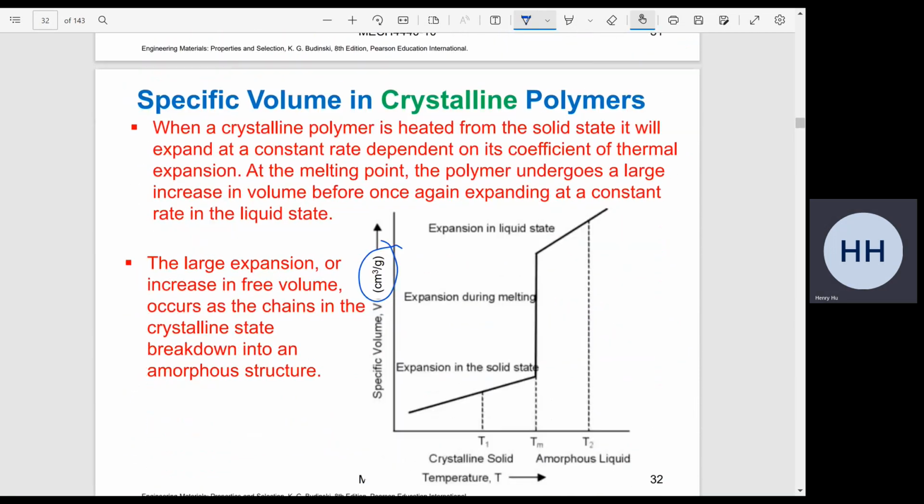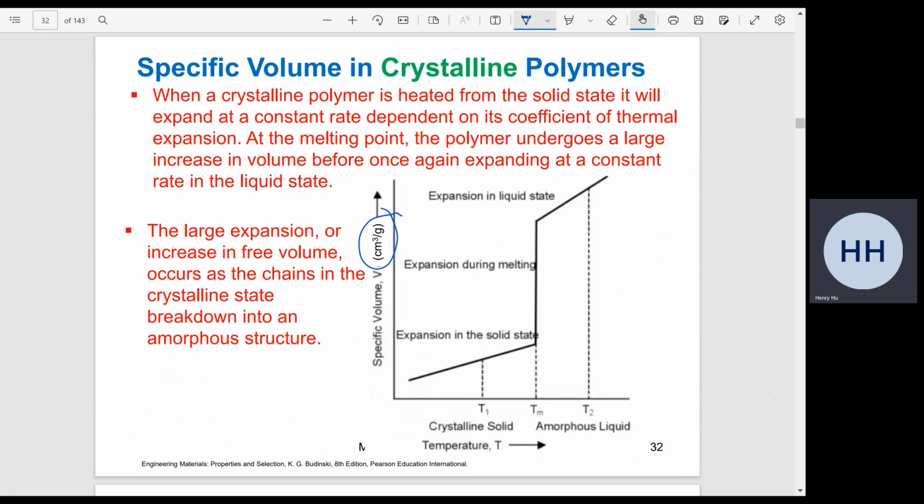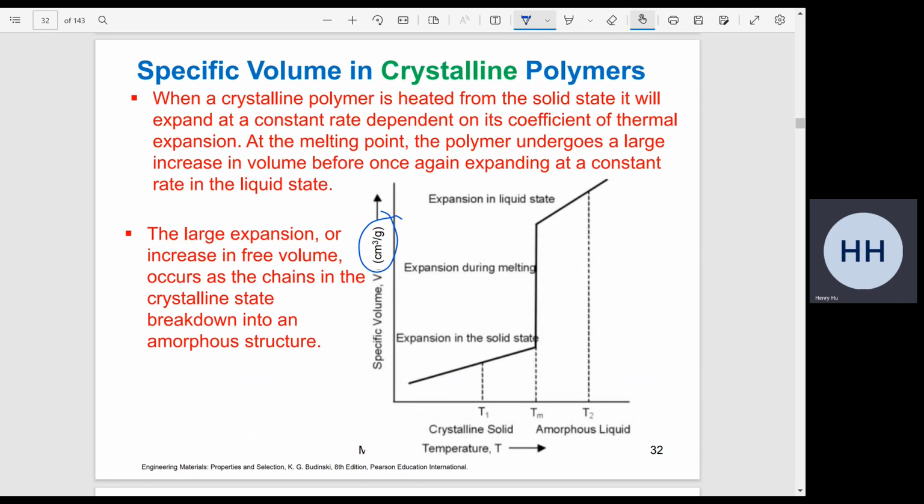Okay, and the second property is called the specific volume. The specific volume stands for the volume per unit weight. So basically, if you want to describe it, you can use a unit of, let's say, cubic meter over kilogram or whatever. So you basically have a unit weight, and then the volume will change as the temperature varies.